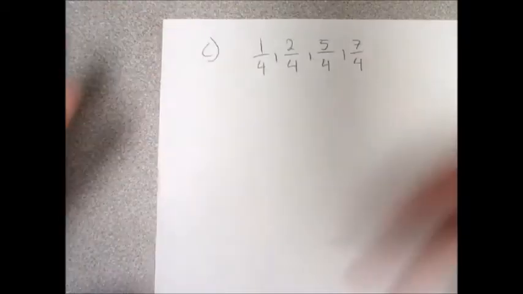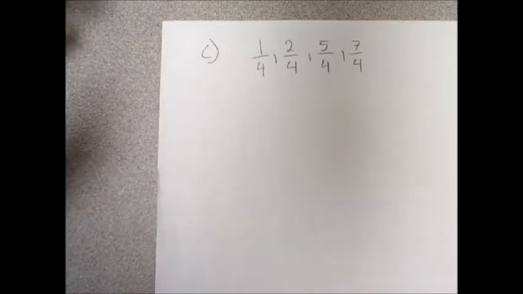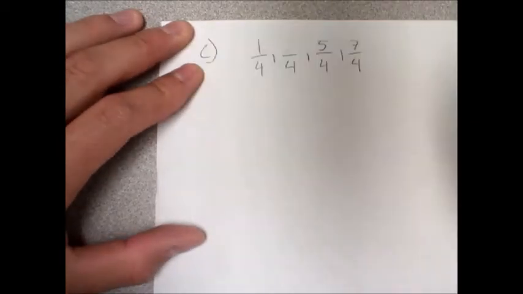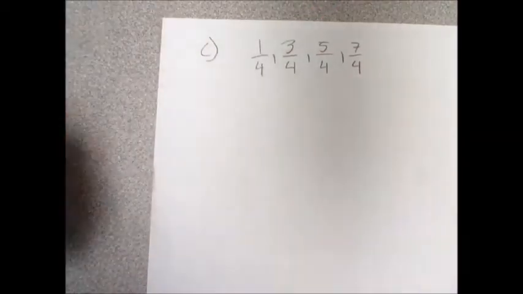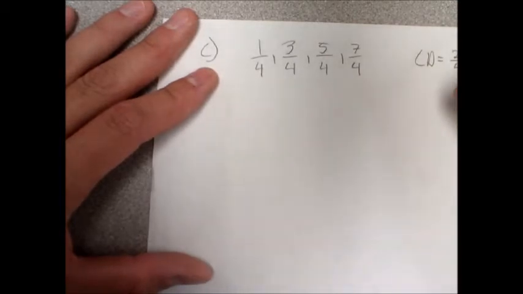So on C, it says find the 10th term in the sequence, and it says 1/4, 2/4, 5/4, and 7/4. What's happening in between each one of these? We're adding a half. Would you agree? Everybody agree? Oh, I wrote that down. I did. I'm so sorry. So, yes, we're adding a half, but that's also called 2/4, right? So we're adding 2/4. So our common difference is 2/4. Reduced is 1/2. Okay, just to clarify that.